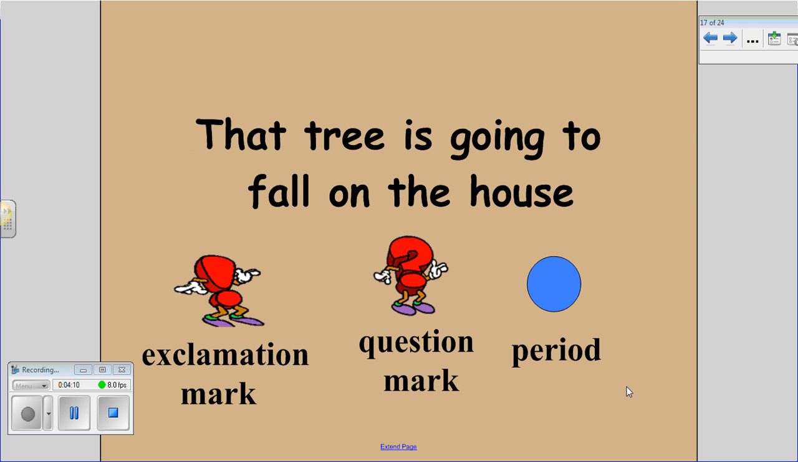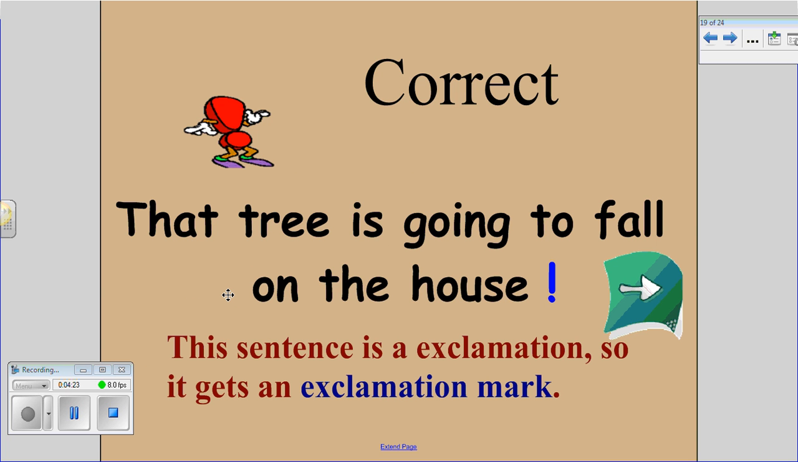That tree is going to fall on the house. Again, ask yourself, are we excited about something? Are we questioning something? Or are we giving a command or a statement? Here again, we're showing something that's surprising, something that's kind of exciting going on. So therefore, we're going to use this exclamation mark.